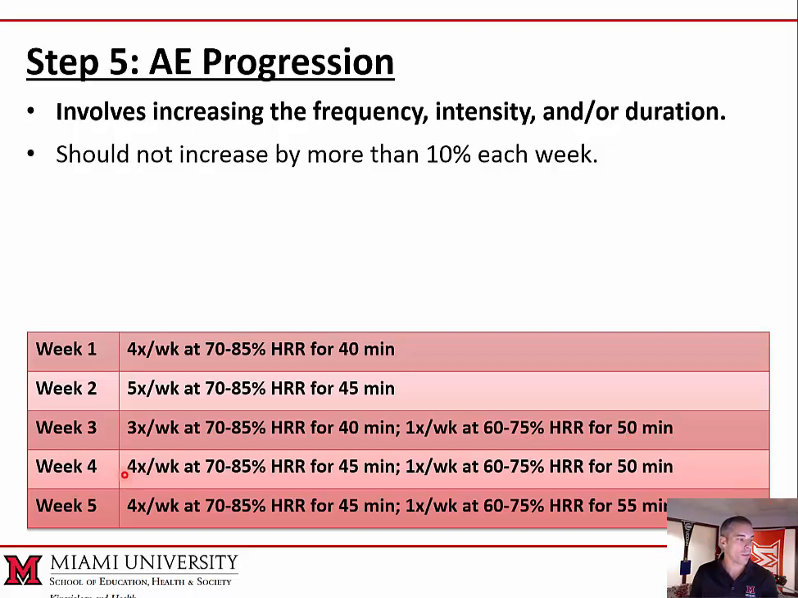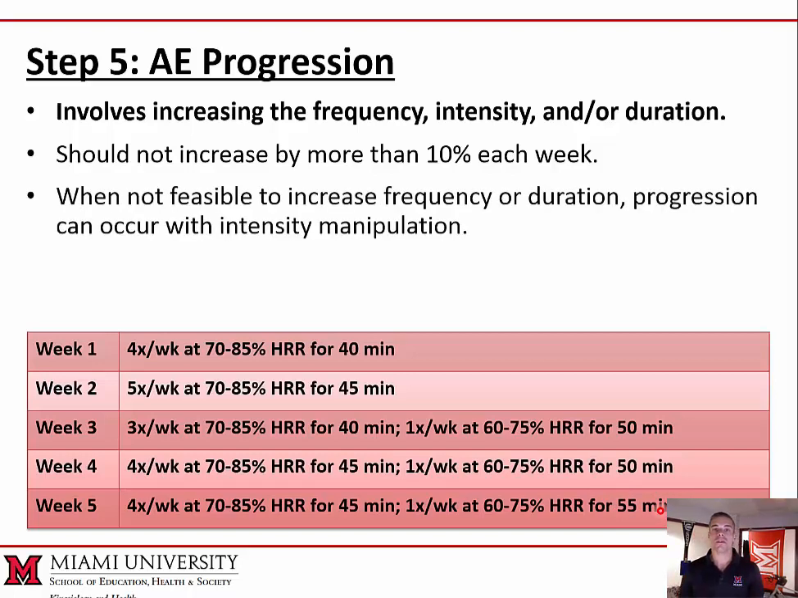Week 4, back to 4 days per week at 70 to 85%, increasing the duration here, and also adding back in that 1 day per week at a lower intensity, but for a little bit longer duration. And then finally, week 5 here, basically the same as week 4, but just increasing the duration of this 1 day per week of this lower intensity training bout.